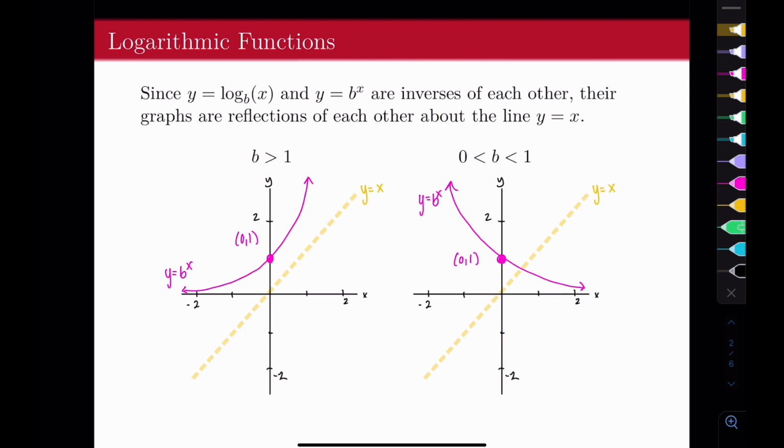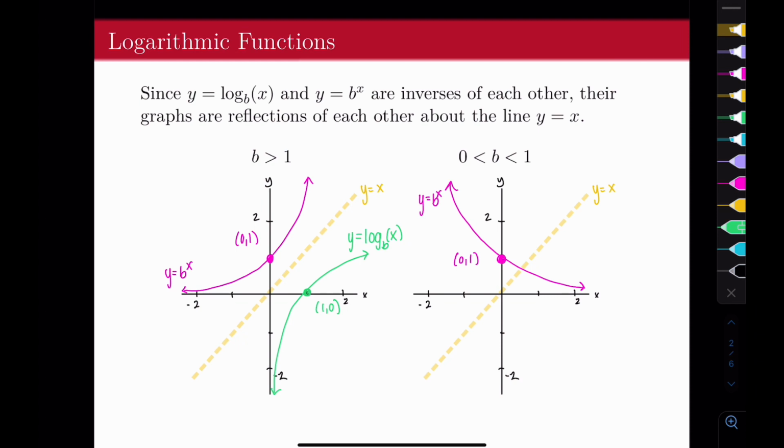When we then talk about its inverse function, remember you're going to flip this over the line y equals x, and so all of your points are going to switch. So this point (0, 1) is now going to go through (1, 0). And when I reflect this, my graph is going to look like this instead. So instead of hugging the x-axis, I now hug the y-axis. So this is our graph of y equals log base b of x for our base being bigger than 1.